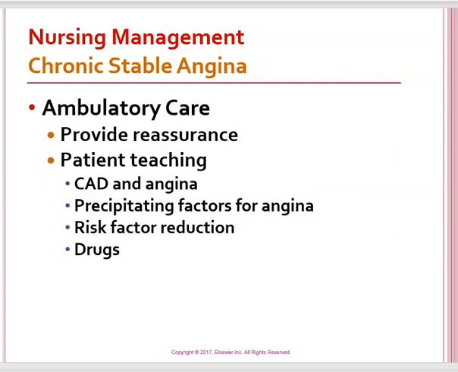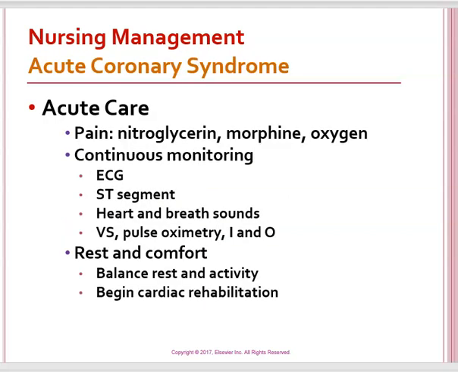Ambulatory care, follow up with their physicians. Understand the risk factors. Teach them about the drugs that they will be taking afterwards. Your acute care is going to be nitroglycerin, morphine. This is MONA on steroids: morphine, oxygen, nitrates, aspirin, and beta blockers. Monitor them continuously on the EKG, looking at that ST segment.